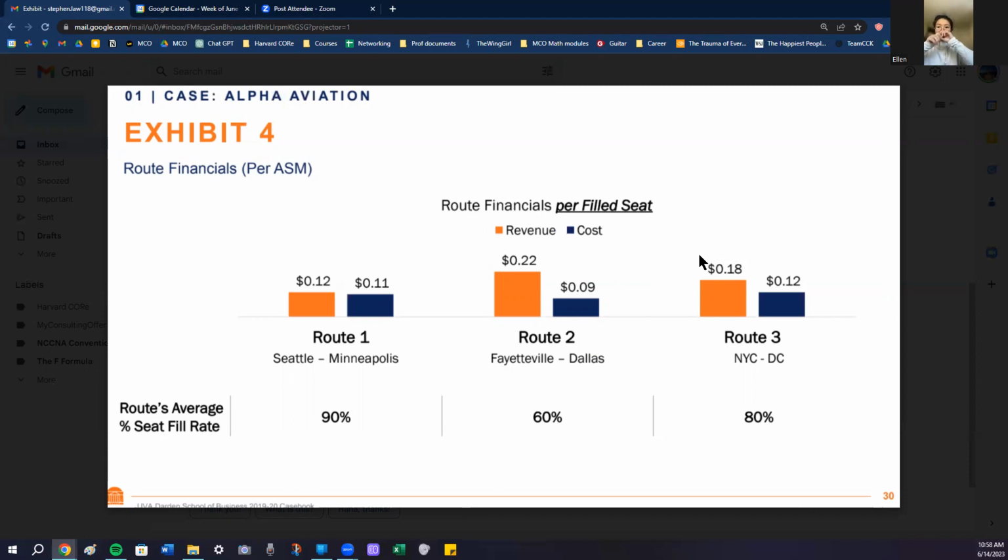And for the third route, there's 80% seats filled. So I'm going to multiply 120 divided by 5, which is 24 seats, times 4, which is 96 seats filled. 96 seats filled. Okay. Great.